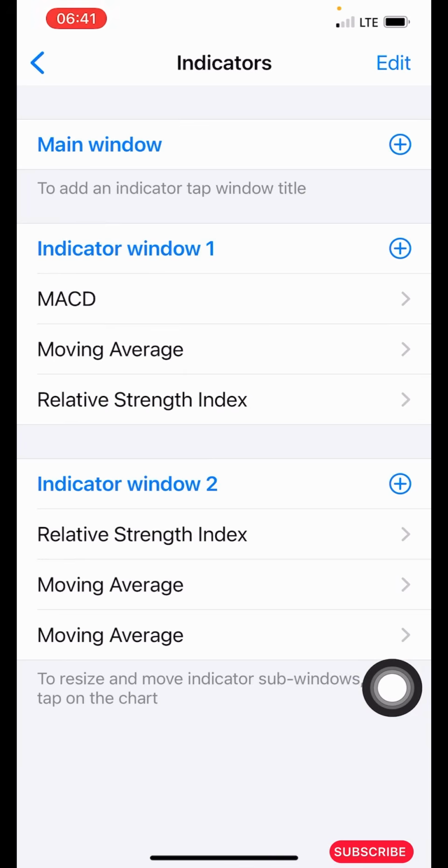Now the next indicator we have here is the moving average. Now these settings here are for the indicator window one, so you take note of that.